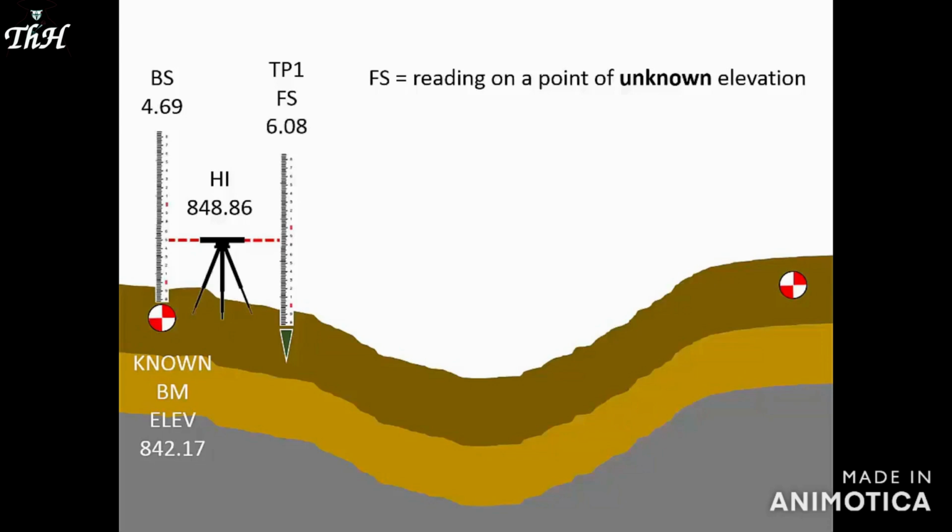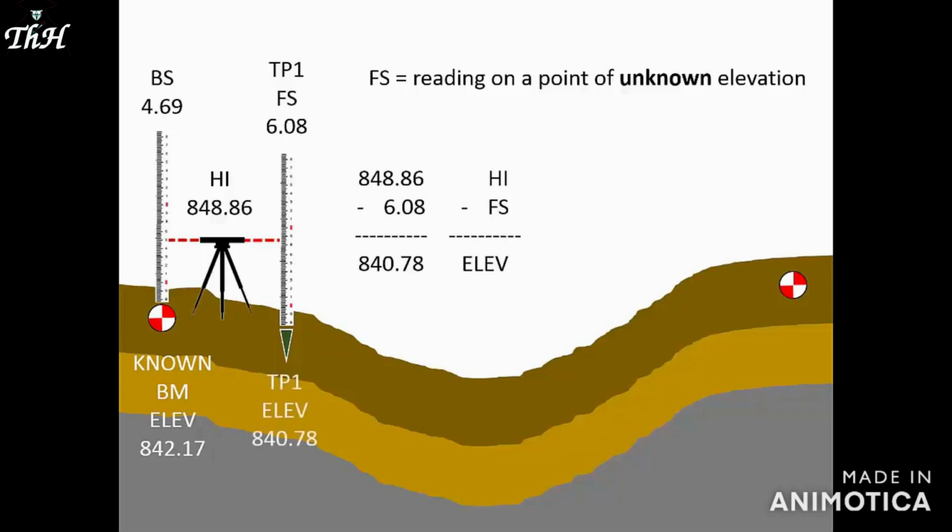Since we know the HI is 848.86 feet, and since the instrument line of sight is 6.08 feet above turning point 1, we can now compute the elevation there. We'll subtract the foresight reading from the height of instrument. 848.86 feet minus 6.08 feet equals 840.78 feet. Now we know the elevation of turning point 1.